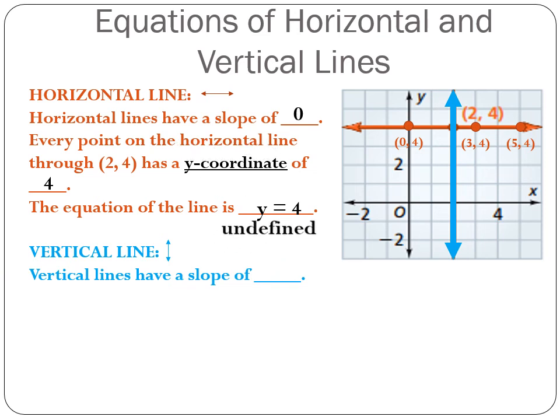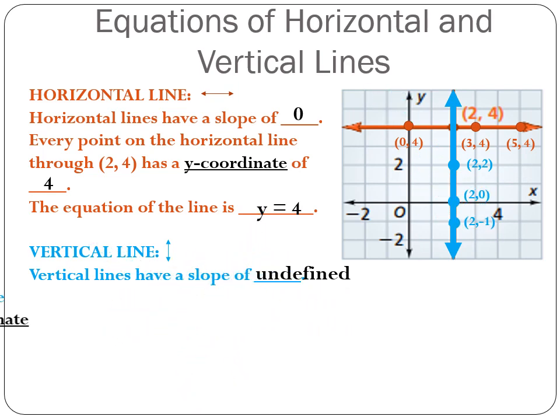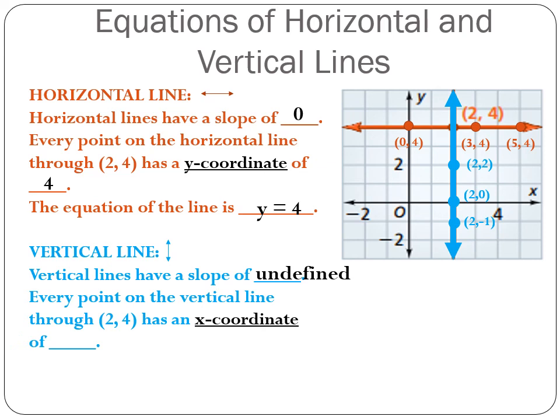All right, what about a vertical line? So again, a vertical line has a slope of undefined, because when you calculate the slope, you end up dividing by 0, which you're not allowed to do. Okay, so let's look at some points on this vertical line. Hey, I got (2, 2). Hey, I got (2, 0). Seeing a pattern already? (2, -1). So again, you're going to notice that the x coordinate is never changing. It's always staying 2. The y's are changing, but the x isn't.